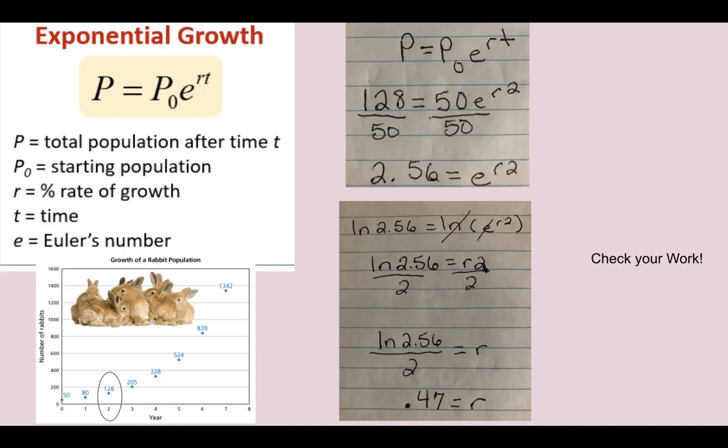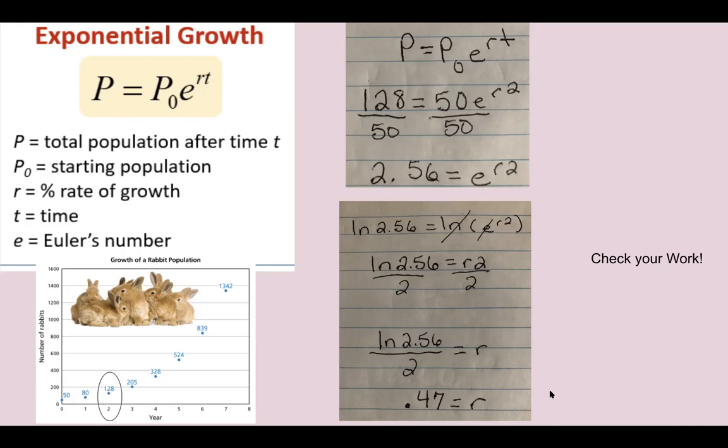So again, solve your equation like you would any old equation. You're trying to make those sides the same, balance them out. So I'm trying to get that r by itself. So I divide both sides by 2 because I'm trying to get r on one side by itself. So again, I just plug my numbers into the calculator. I get natural log of 2.56 divided by 2 equals r. Again, plug it into the calculator, and I get r equals 0.47.